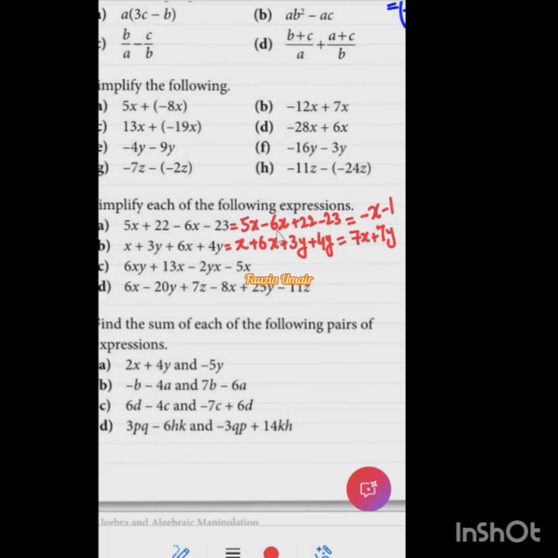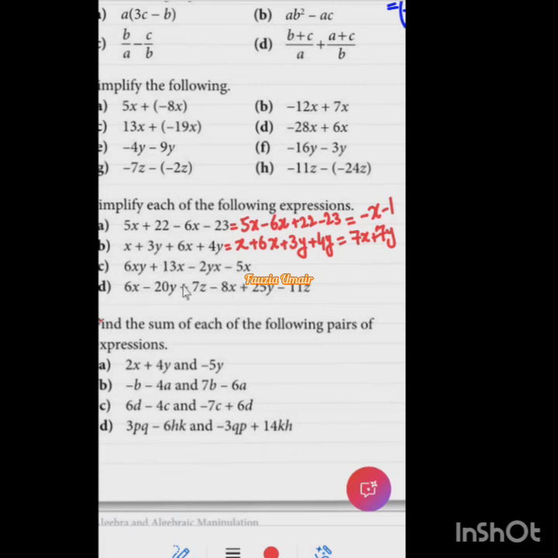So now this one, so C part. So which are the like terms? Yes, I'm back. Okay, beta. So I was saying, what are the like terms here? There are 4 terms in total.